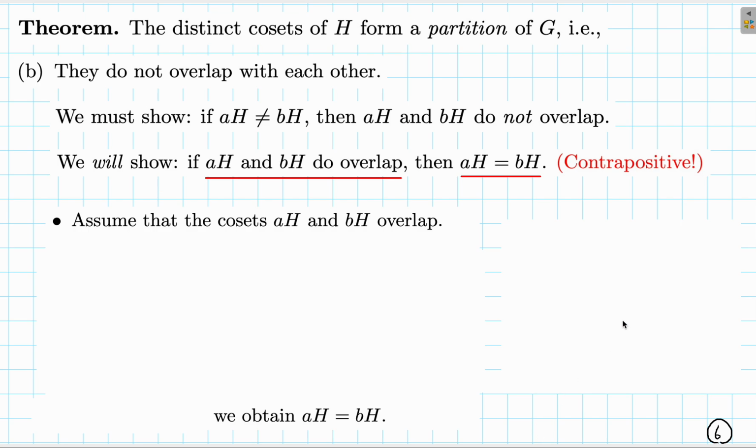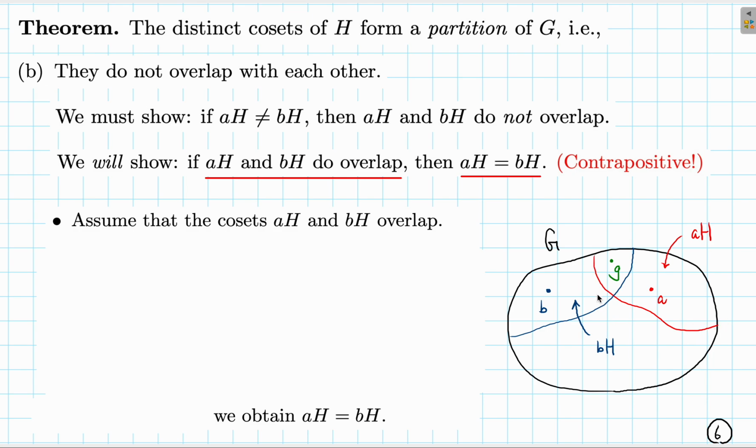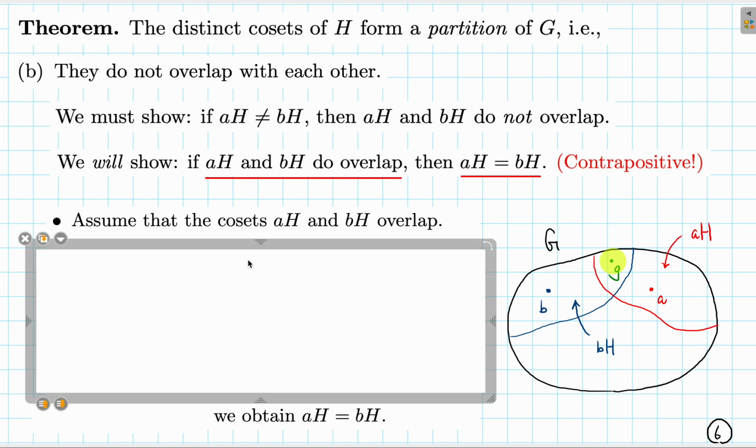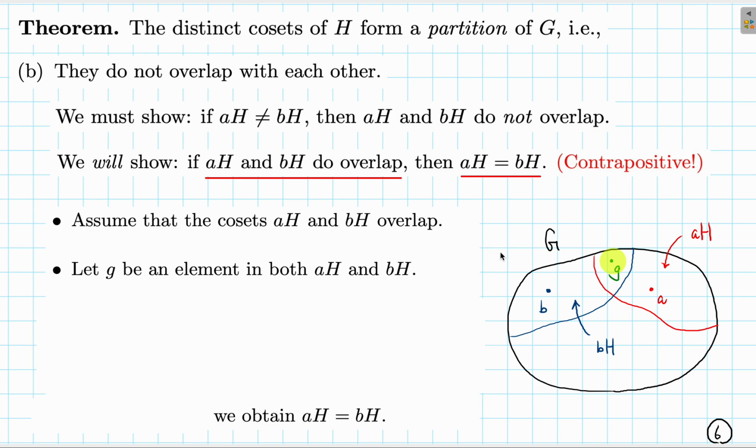And so here is a little visual that might be useful. We have the coset AH here in red and BH here in blue. And we know they overlap, which guarantees the existence of an element that's in both cosets. Let's call that element g. And so that's our next step in the outline. Let g be an element that's in both cosets AH and BH.